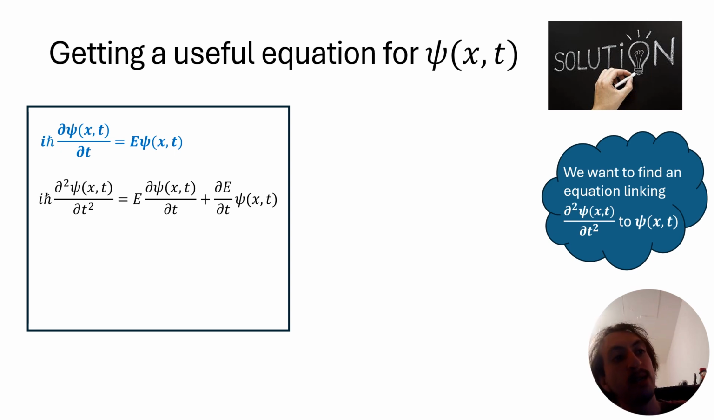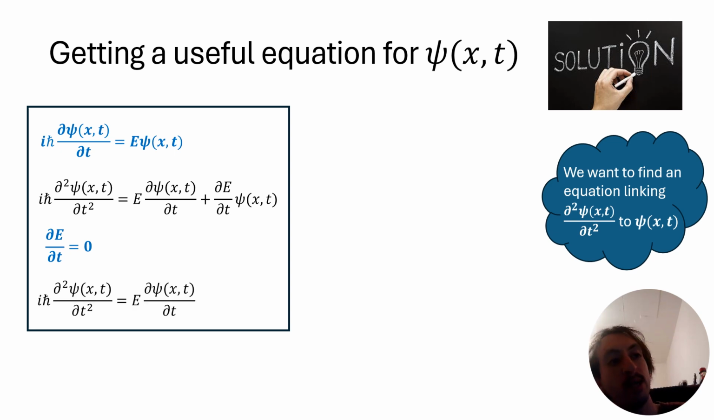And now we're going to use our assumption that the energy of a particle is not changing with time, or put another way, the partial derivative of E with respect to t is 0. And if we assume that, then one of our terms is going to vanish, because 0 times the wave function is going to be 0, no matter what the wave function is, leaving us with this equation.